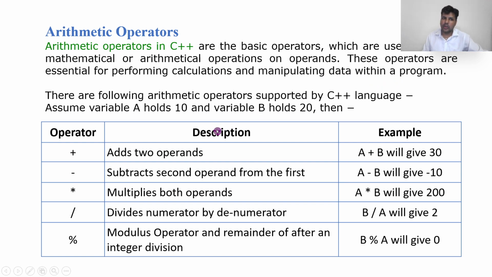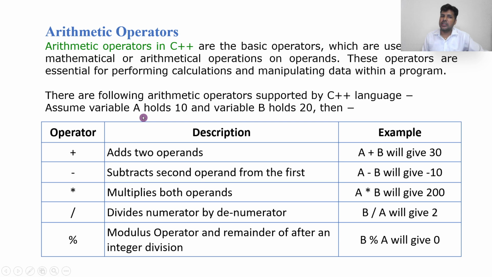Let me explain these operators. There are 5 arithmetic operators. Plus is addition, or add. Minus is subtraction, or we can say difference. The asterisk symbol is used for multiplication, and the slash symbol is used for division. A single slash is used for division, and a double slash is used for a comment, remember. The percentage symbol is used for modulo, that is the remainder.